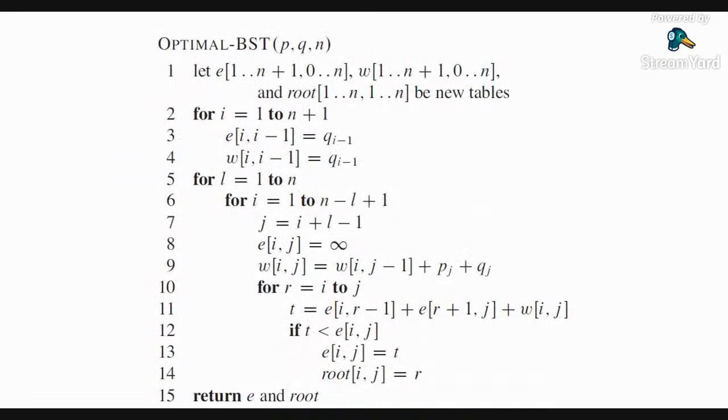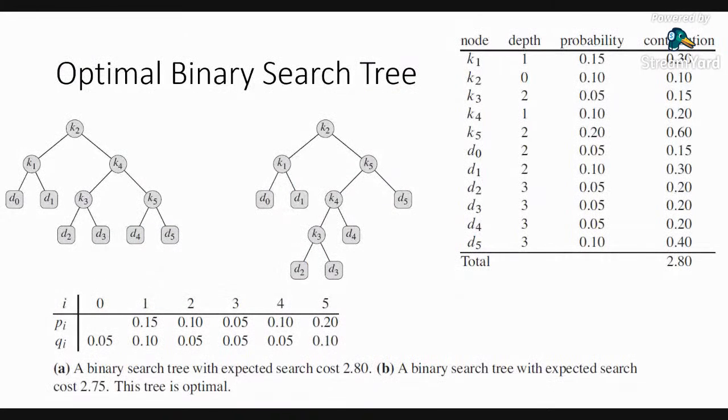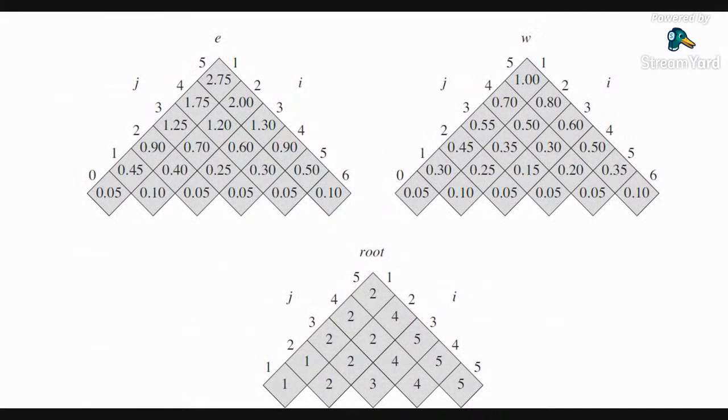That's what we are computing here. It is nothing but this unsuccessful probability that we can also see here. This is 0.05, 0.1, 0.05, 0.05, 0.05, and 0.1. See the unsuccessful probabilities in this example: 0.05, 0.1, 0.05, 0.05, 0.05, and 0.1. Similarly, my w is also the same.